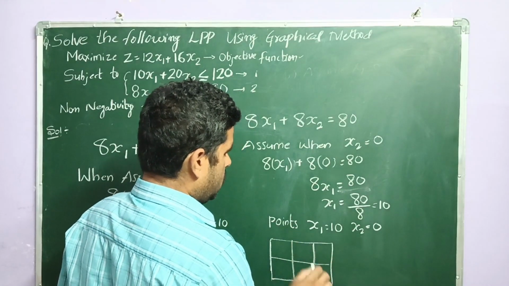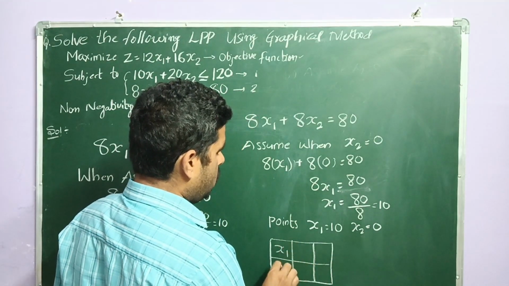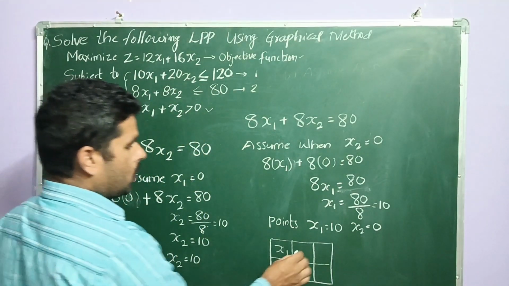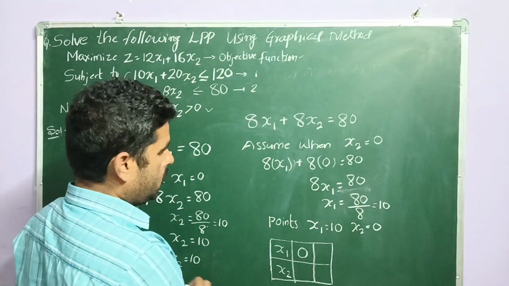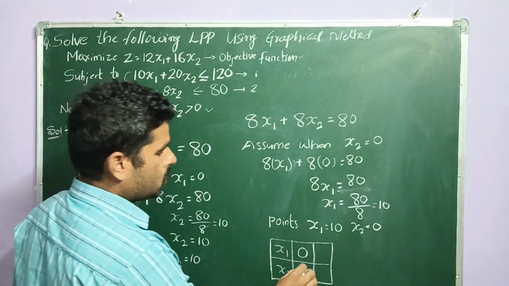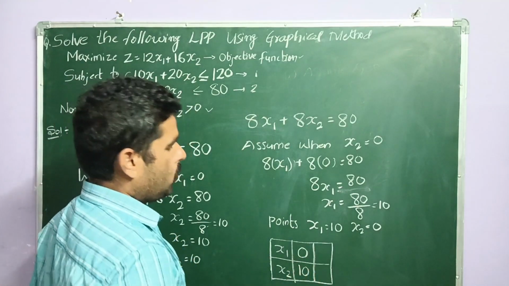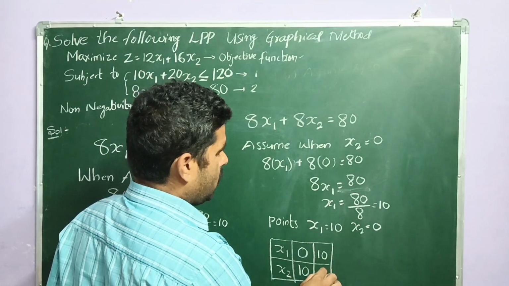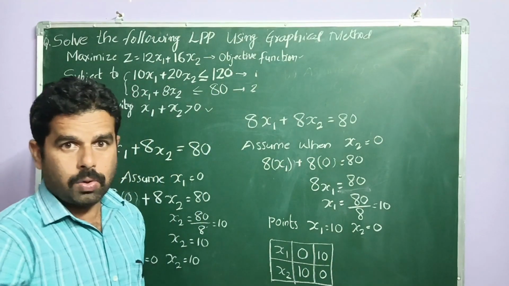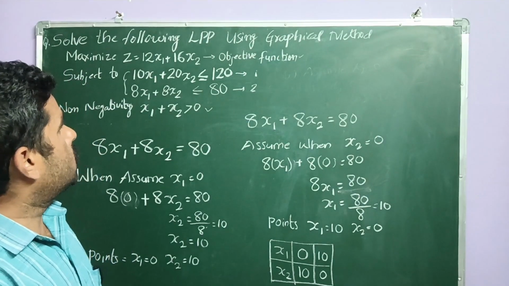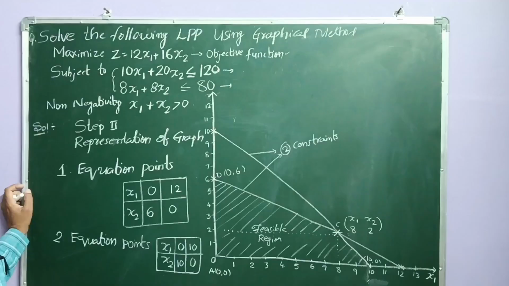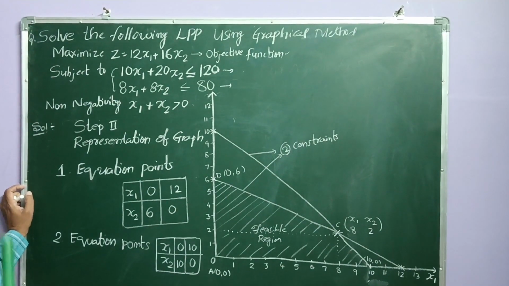In this way, just write. These are the x1 values and x2 values. The points: x1 is equal to 0, x2 is equal to 10. Then next, x1 is 10, then x2 is 0. So these are the values. The first equation is completed and the second equation also. So the first step is completed and we got the points of the different equations.